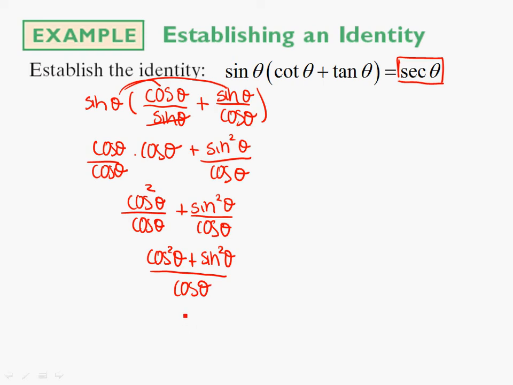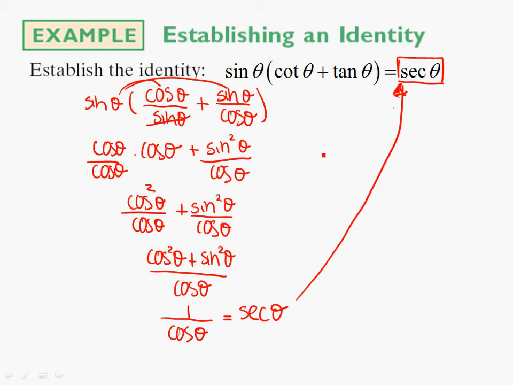Well, the cosine squared of theta plus sine squared of theta is how much? 1. And then you end up with 1 over the cosine of theta, and that would be equal to the secant of theta. So now I have shown that these two things are the same. I've established the identity by only working on one side, which is usually what you do. You only work on one side. Okay, so how do you know how to do this? Well, hopefully you see enough of them and it starts sort of to click.